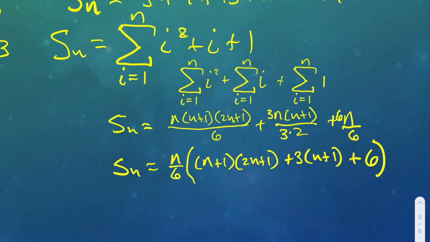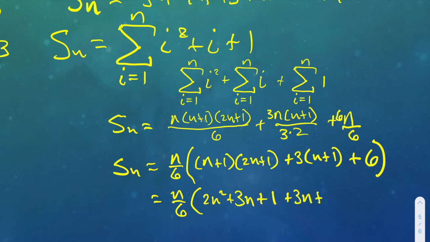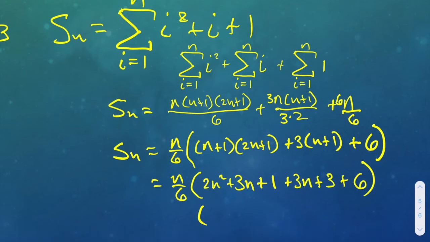So now let's just work inside the parentheses. n plus 1 times 2n plus 1 becomes 2n squared plus 3n, because that's n times 1 plus 2n times 1. And then 1 times 1 gives me the 1. And then this next one, we just distribute that 3, and so we get plus 3n plus 3, and then plus 6. We have 2n squared, and let's combine the like terms. So we've got 3n plus 3n becomes 6n. And then we have 1 plus 3 plus 6. That is 10. And we have n over 6.